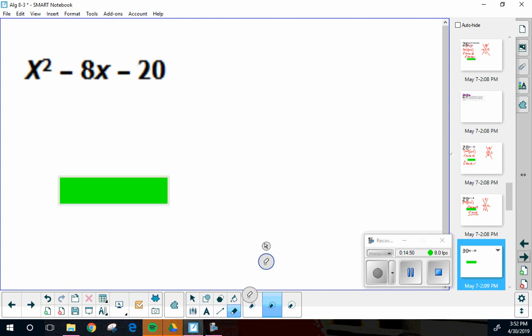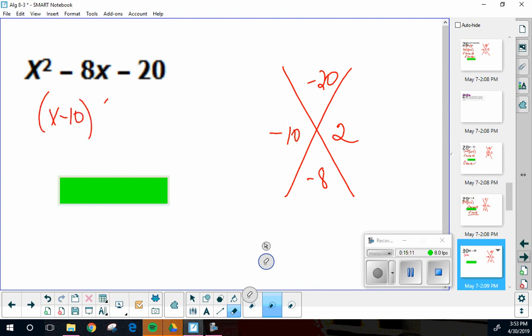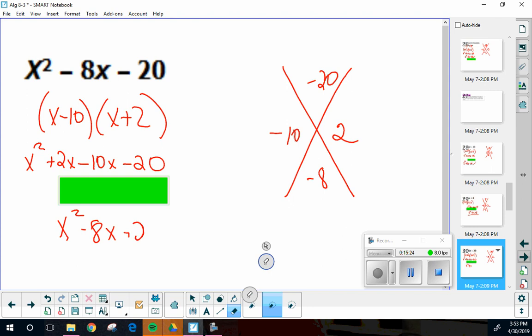And then on this one, we have x squared minus 8x minus 20. So when we draw our x, we'll have a negative 20 here and a negative 8. And the two numbers that work are a negative 10 and then a positive 2. And so our answer is x minus 10, x plus 2. To double check, x squared plus 2x minus 10x minus 20, x squared minus 8x minus 20. Check, back to where we started.